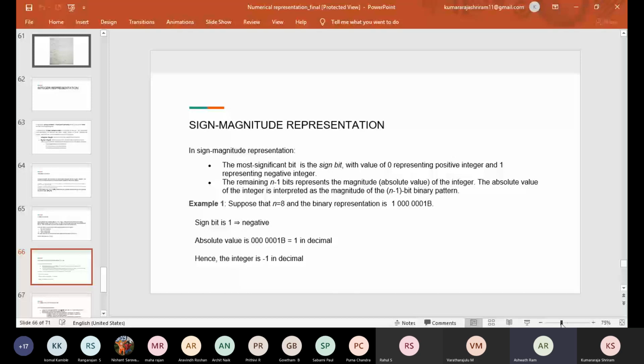So in the case of an 8-bit number, here is an example. So the sign bit that is the most significant bit 1 means that it is a negative integer. The rest of the bits are calculated similar to how we convert a binary number to a decimal number. The same way we calculate it, and we add the sign to it. So this is how we calculate it in the case of sign magnitude representation. So the next slide. Kumar Raja, next slide.